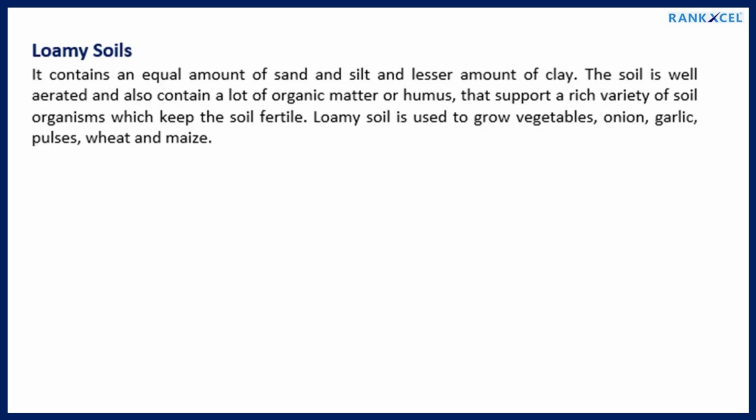Loamy soils. It contains an equal amount of sand and silt and a lesser amount of clay. The soil is well aerated and also contains a lot of organic matter or humus, that supports a rich variety of soil organisms which keep the soil fertile. Loamy soil is used to grow vegetables, onion, garlic, pulses, wheat and maize.